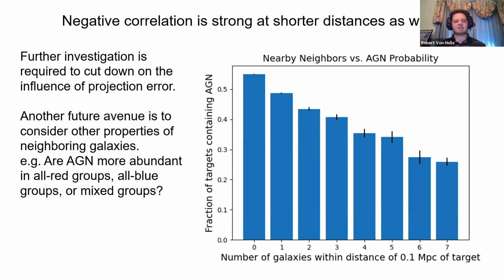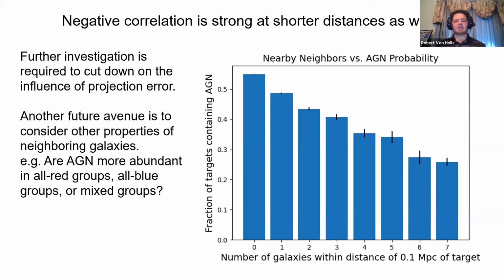However, further investigation is required to cut down on the influence of projection error. Another future avenue I can take with this research is to consider other properties of neighboring galaxies that may lead to the formation of AGN.